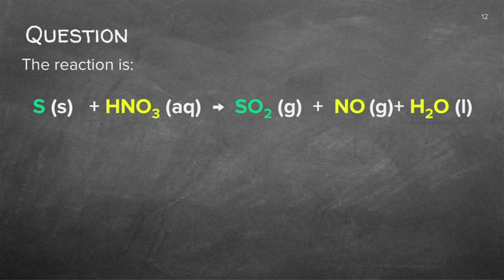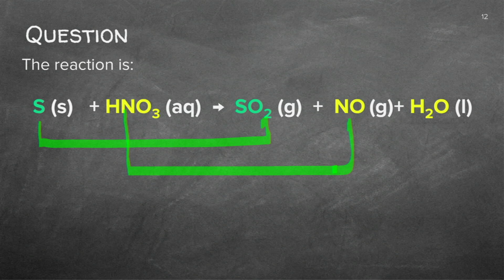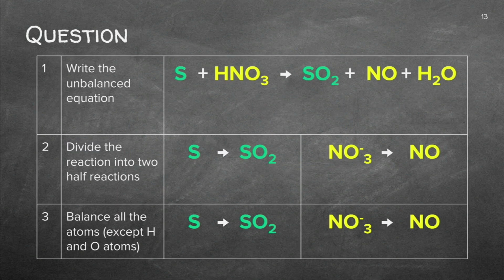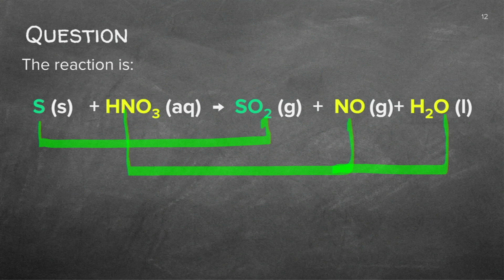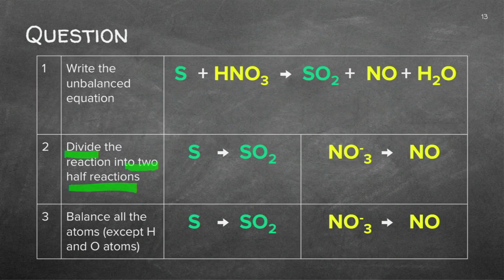There's the reaction. I've got the sulfur going to sulfur dioxide, and I've got the nitric acid going to nitrogen monoxide as well as water. I first have to write the unbalanced reaction exactly as I got it. Then we divide it into two half reactions. Exactly what I did just here. Can you see that was my one half reaction? And this is my other half reaction. Right. I've got the NO3- this side and the monoxide that side.